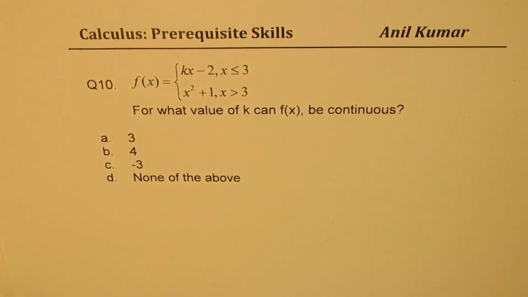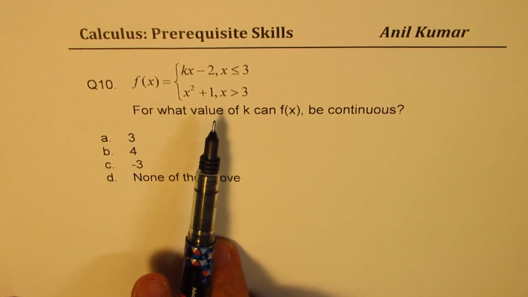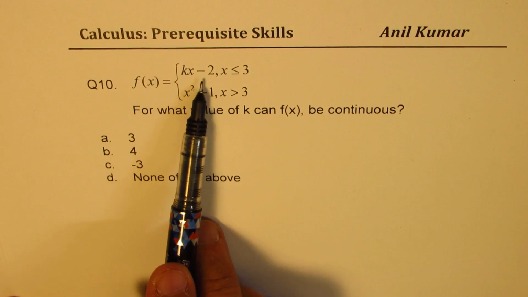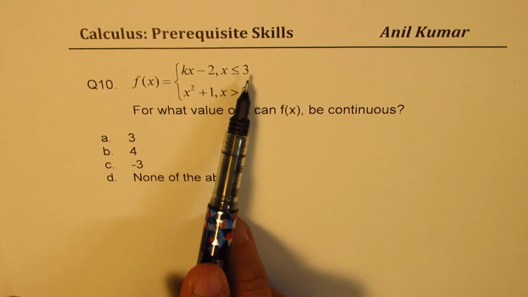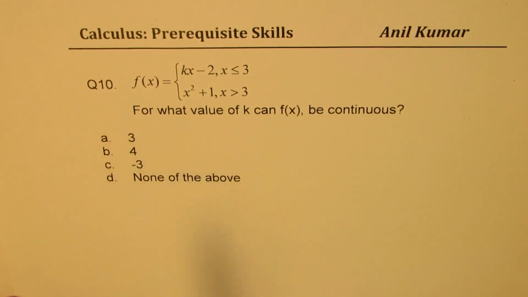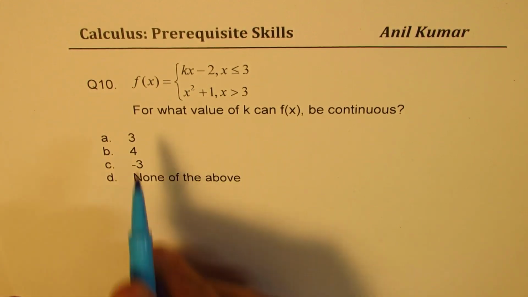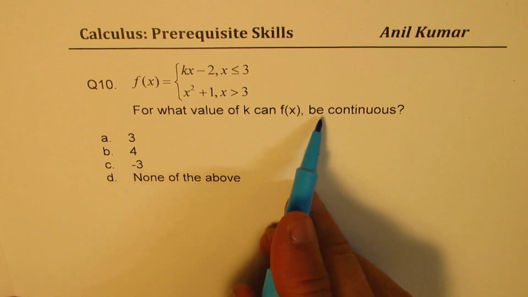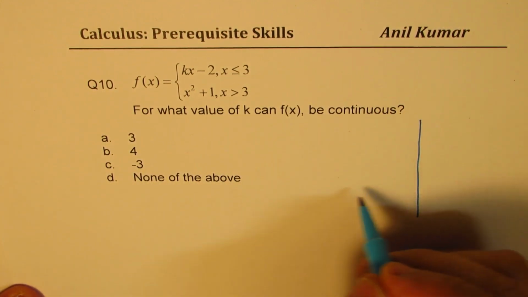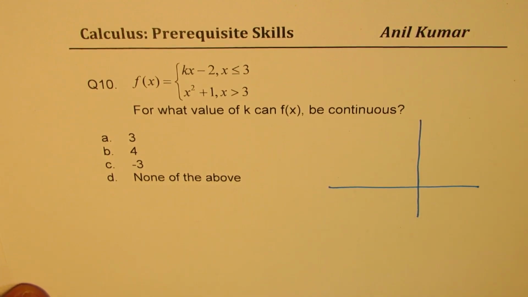Let's take the last question now, which is based on piecewise functions. In calculus, we work with a lot of piecewise functions, so it is also a very important concept. Question 10. f of x equals kx minus 2 when x is less than or equal to 3, and x squared plus 1 when x is greater than 3. We need to figure out for what value of k the function is continuous, right? So let's try to sketch this function and then we'll try to figure it out.